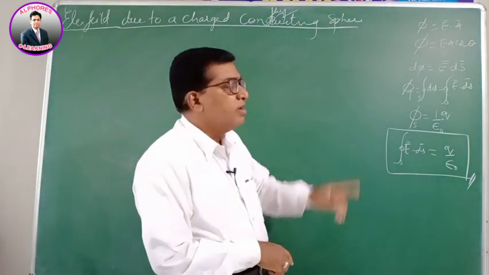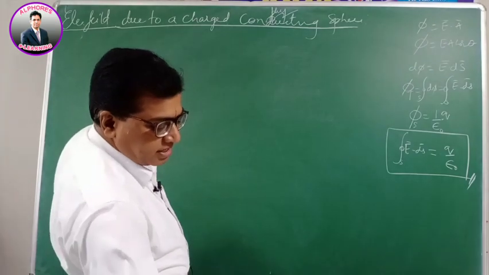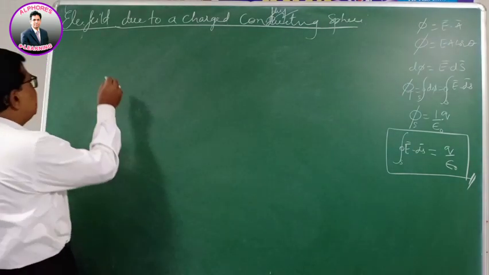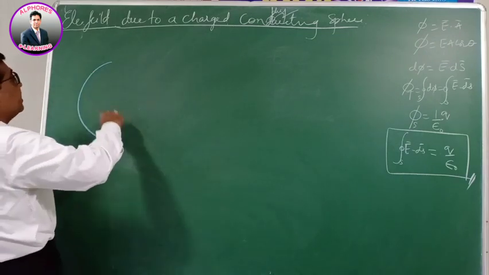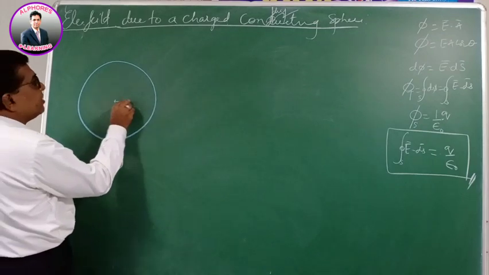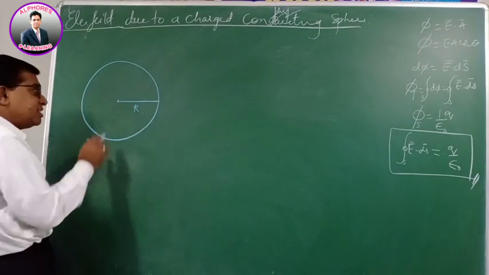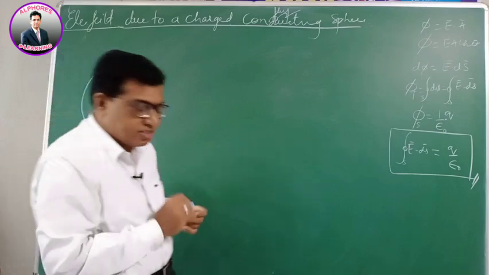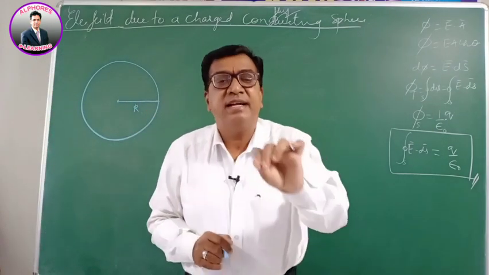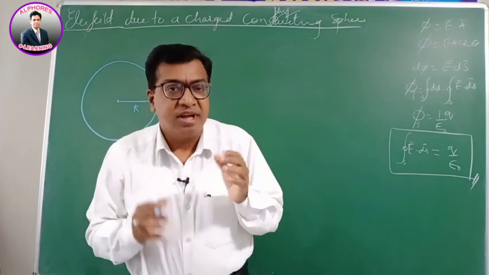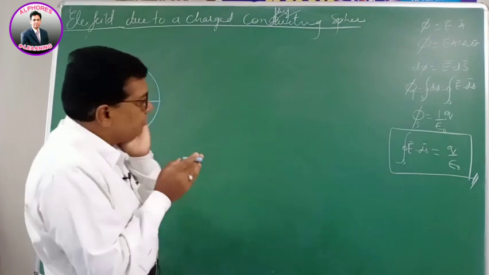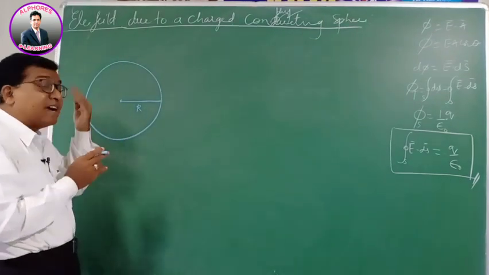Now coming to the conducting charged sphere. Consider a charged conducting sphere of radius r. It's a solid sphere, and I am giving it charge. Whenever charge is given to a conductor, what actually happens? How does charging of a conductor take place? For example, suppose I am charging this by the conduction method.